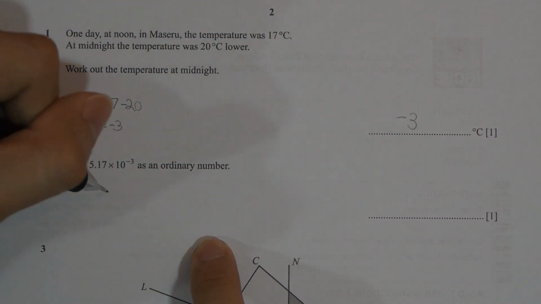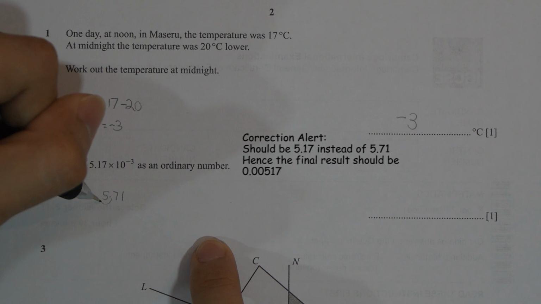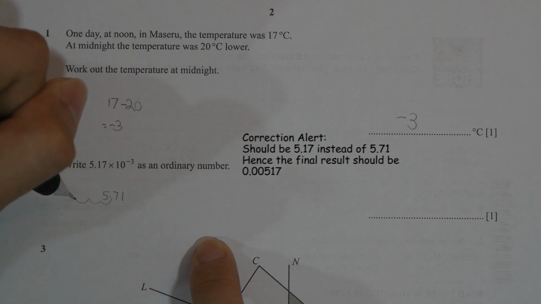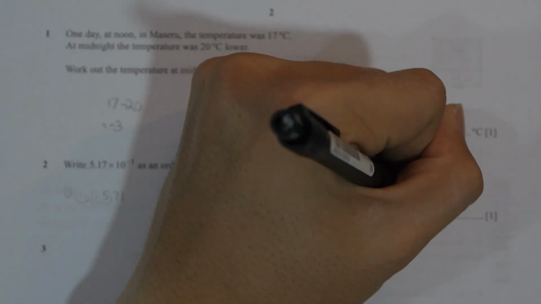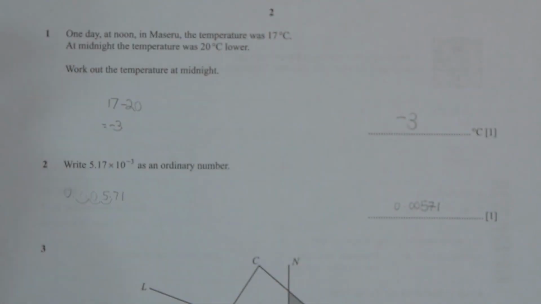As for the next one, you're required to shift the dot 3 times. So as you can see, I made a mistake over there. It should be 0.00517 instead.